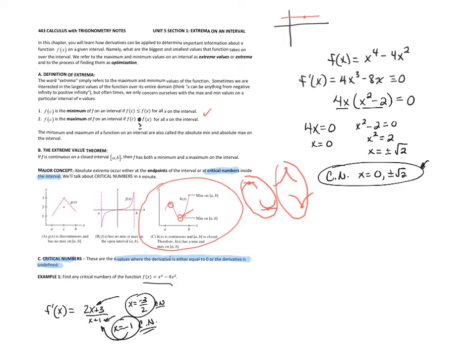So here's what we're going to do. We're going to set up something called a sign chart. And you may have seen this in Algebra 2 when you were studying rational functions that look like this. And what I'm going to do is just list my critical numbers in ascending order. So negative root 2 is the smallest one, then 0, and then root 2.